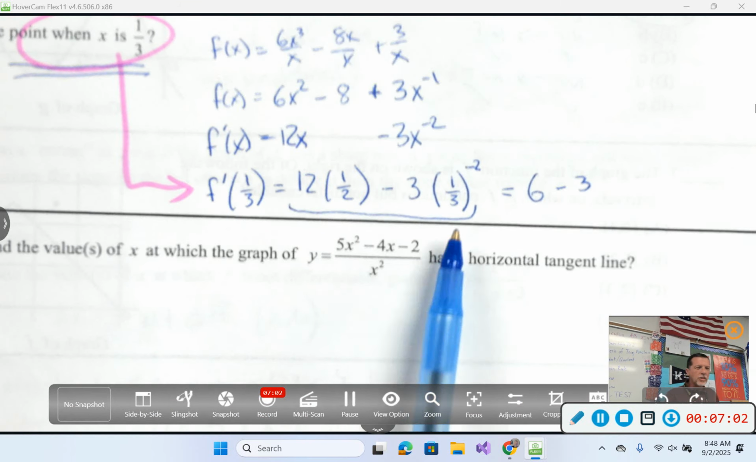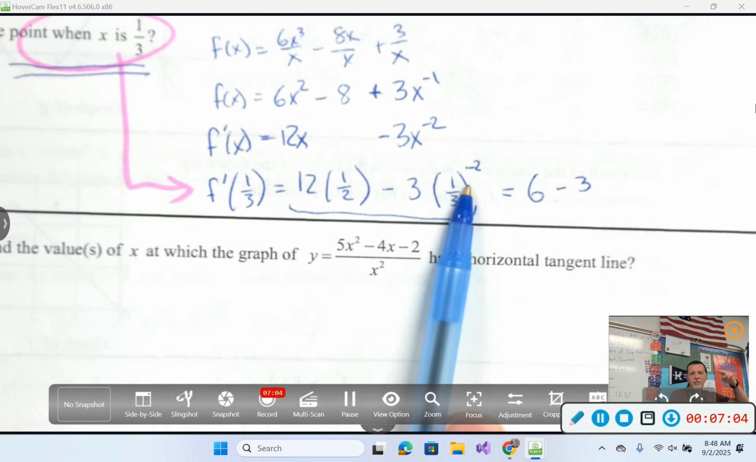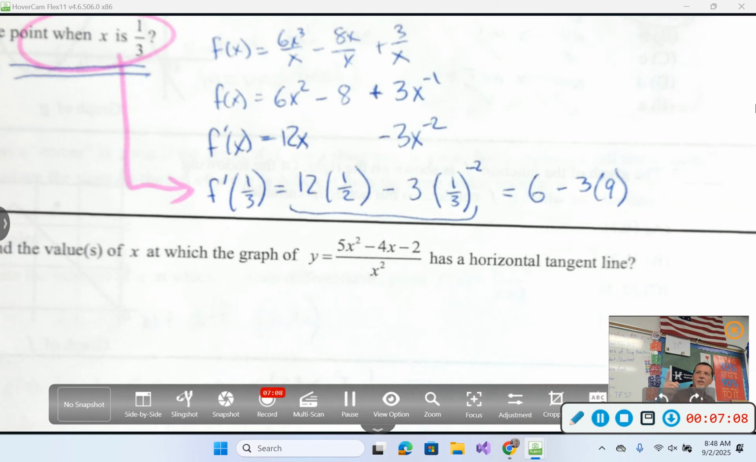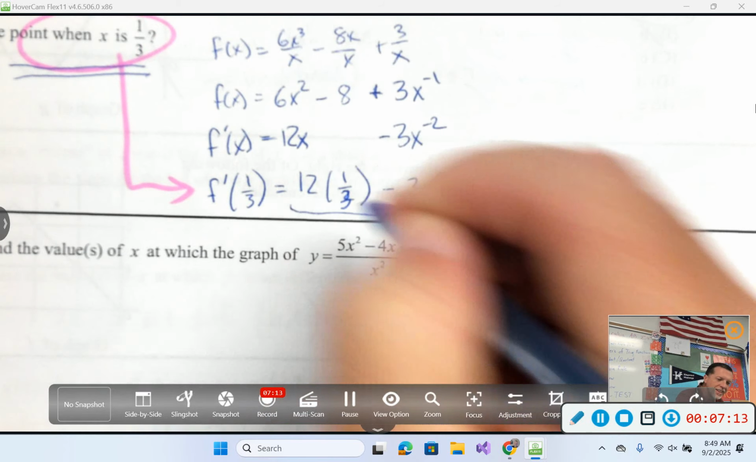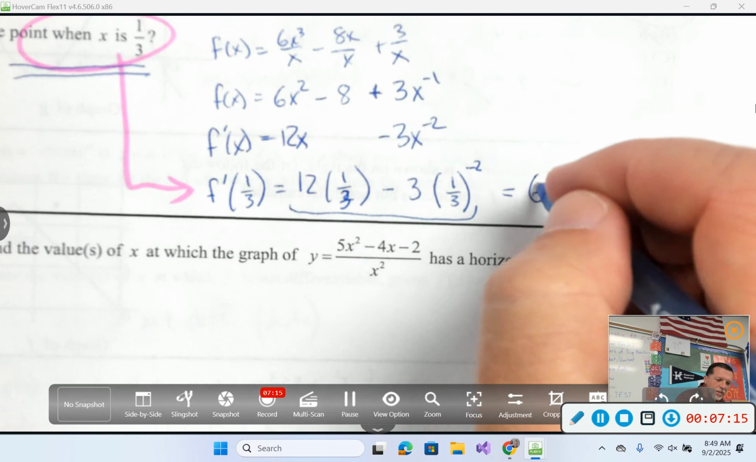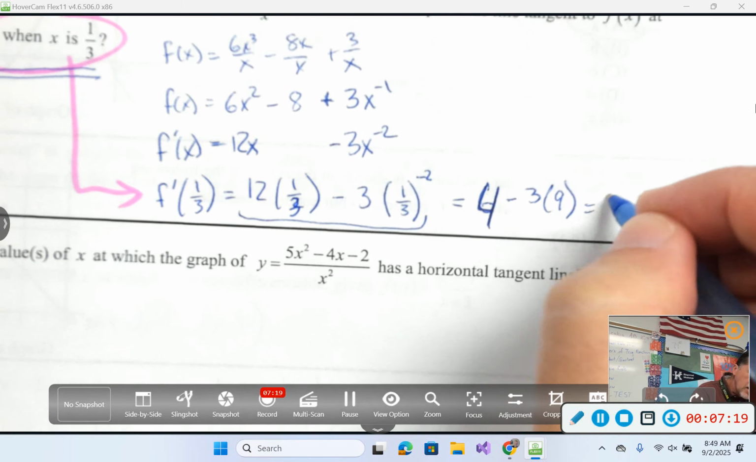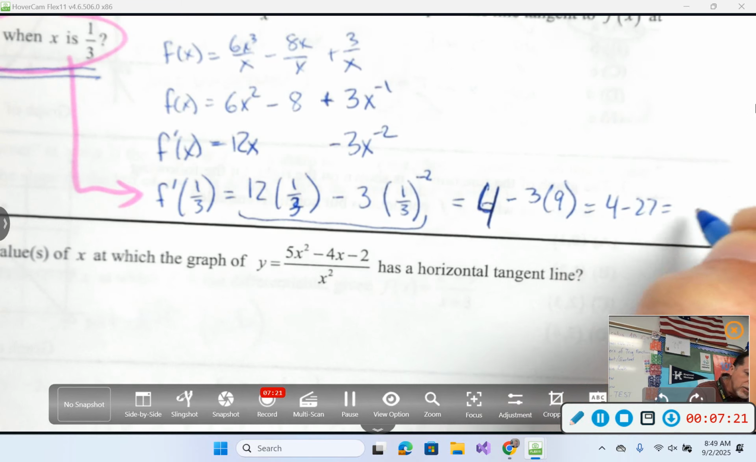Let's see, 1/3 to the negative 2. So negative flips it, 2 squares it. What did I write? What did I do wrong here? There we go. And then 12 times 1/3 would be 4, and 4 minus 27 is negative 23.